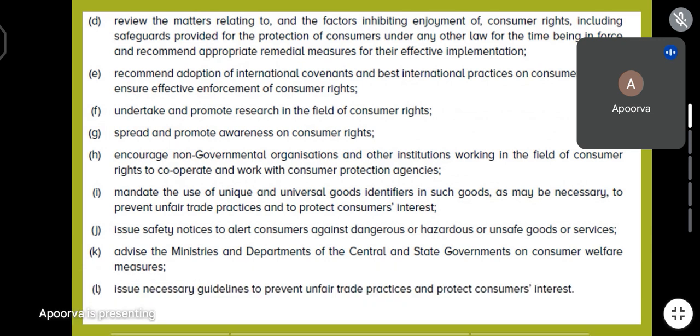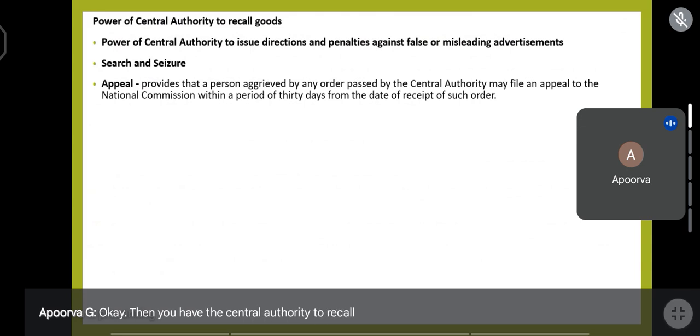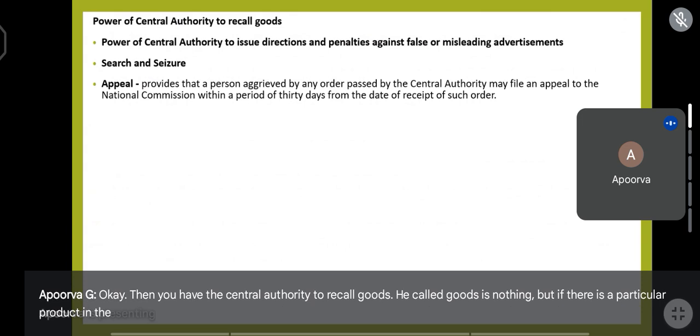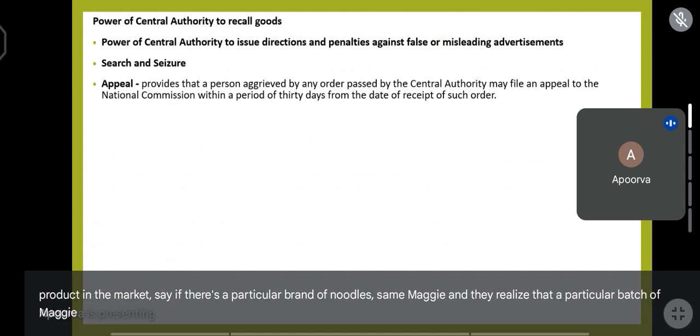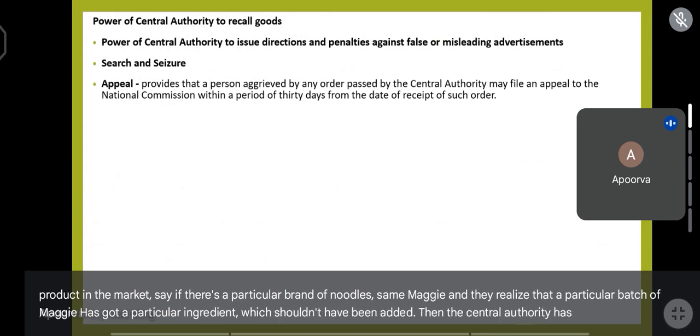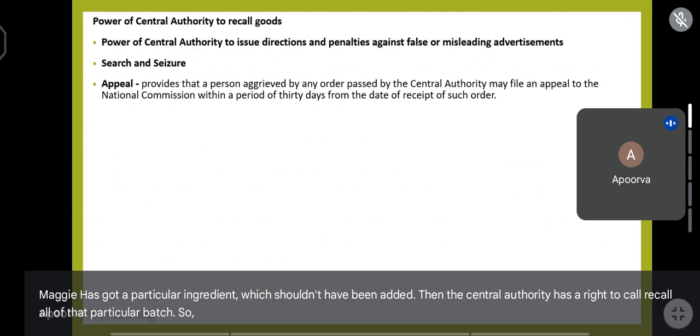Then you have the central authority to recall goods. Recall goods is nothing but if there is a particular product in the market, say if there's a particular brand of noodles, say Maggie, and they realize that a particular batch of Maggie has got a particular ingredient which shouldn't have been added, then the central authority has a right to recall all of that particular batch. So wherever the batch code is, they'll recall all the goods.